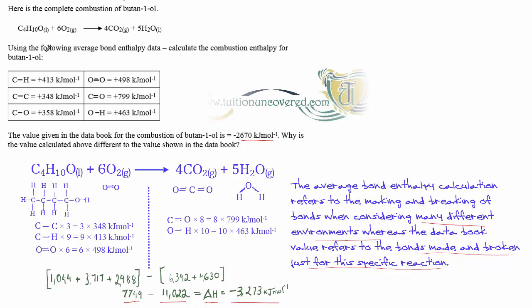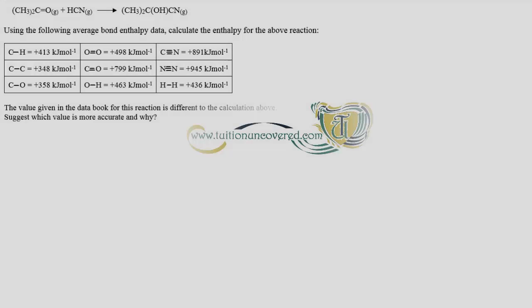Whereas our average bond enthalpy calculation, as shown here, refers to the making and breaking of bonds when looking at average bond enthalpies, those bonds in many different environments. I hope that's very clear. Let's try another example.